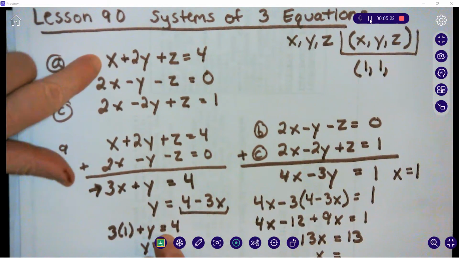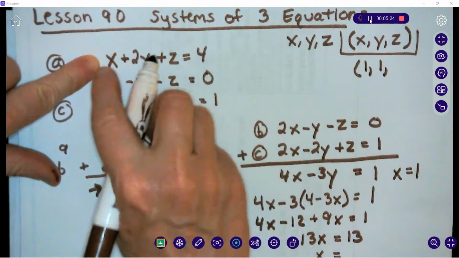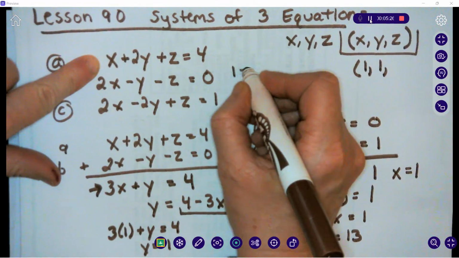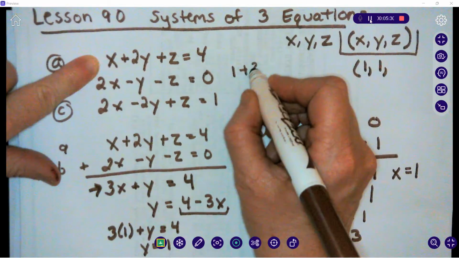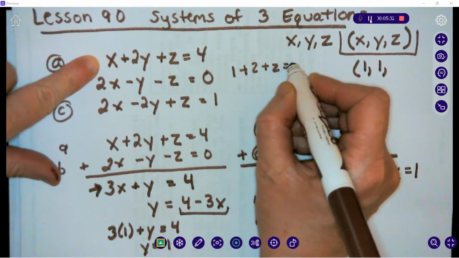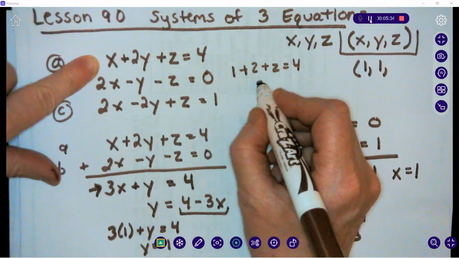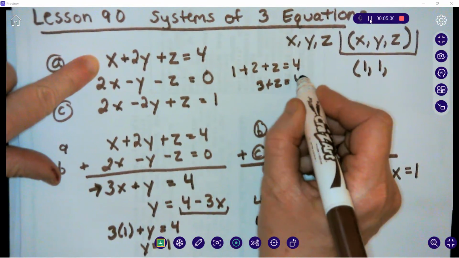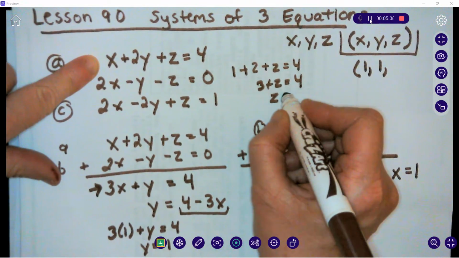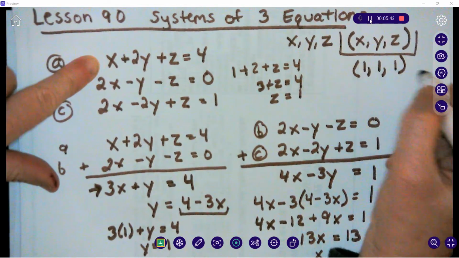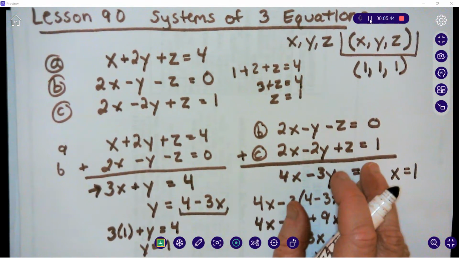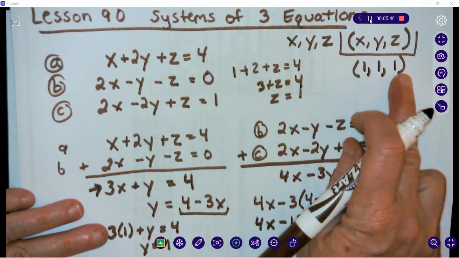We can go up to this equation and put 1 in for x, which would give us a 1, and a 1 in for y, which would give us plus 2, plus z equals 4. 3 plus z equals 4, subtract 3 from each side, z equals 1. So in this problem, x, y, and z all equal 1. So it would be written like this in the triple.